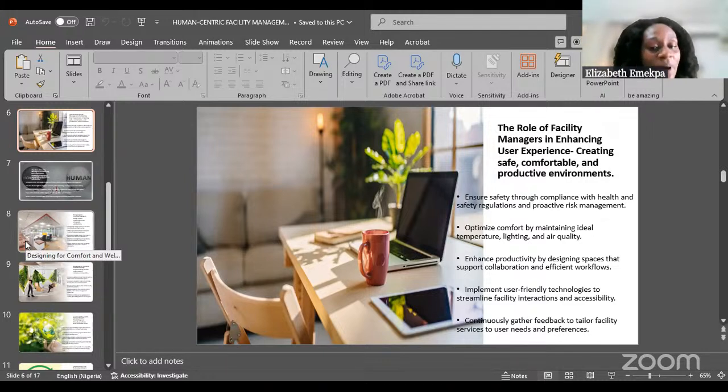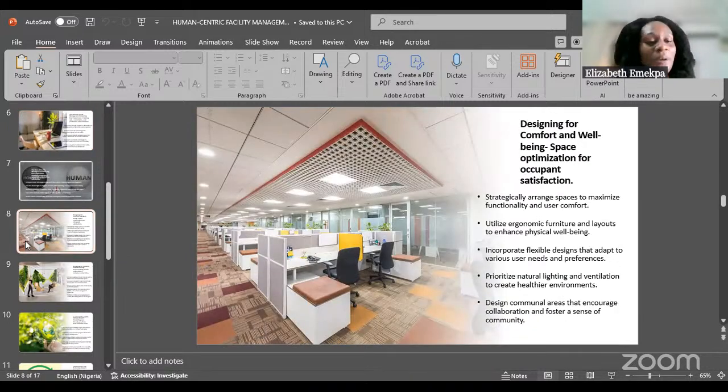Continuously gather feedback to tailor facility services to users' needs and preference, all right? Feedback. Oh, Mr. Hebisi, how do you like your space? What do you think about it? What should we improve? How should we improve it, okay? And the funniest thing, you know, these people feel and understand that we are experts. We should know everything.